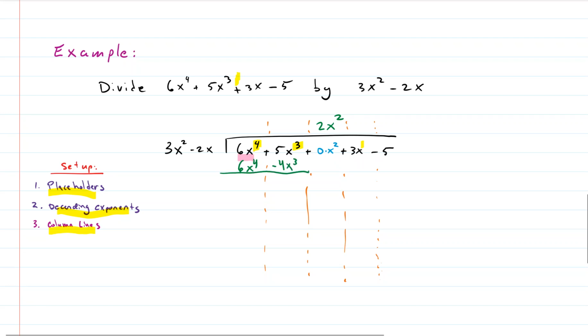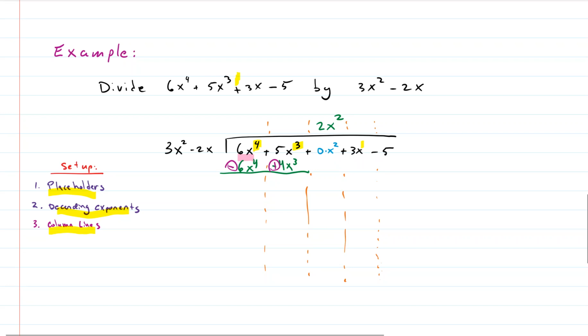Now we change the signs and add. When I change the sign, I circle it, because if I don't, I might not remember if I've actually done it. Changing the sign and adding is the same thing as subtracting. I just say change the sign and add because it helps me remember to change both of the signs.